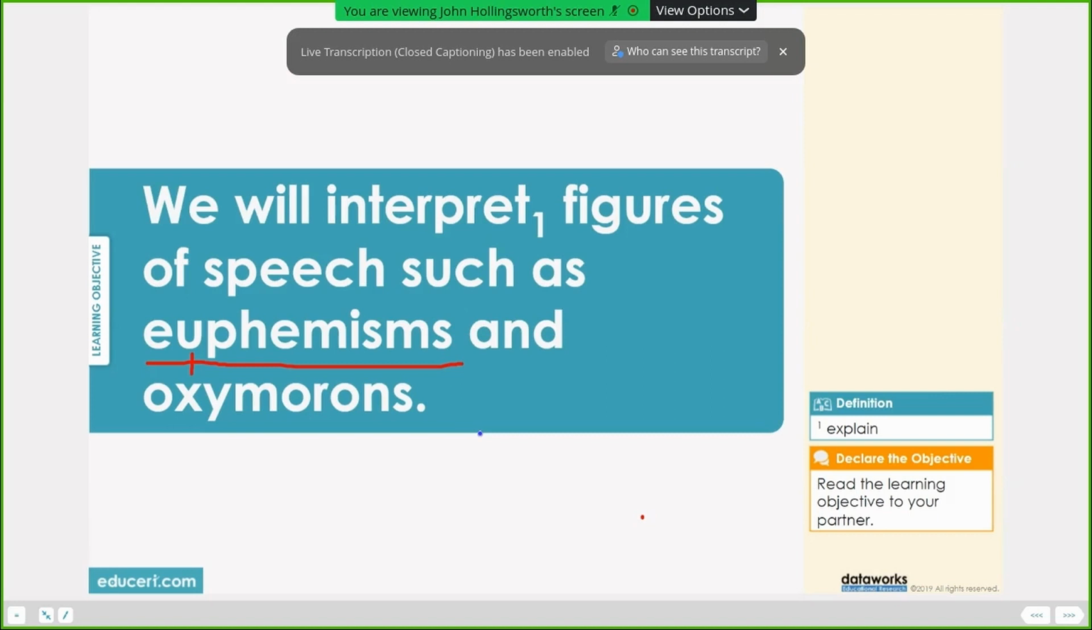You. Now the PH is an F like Philip or Philippines or pharmacy. So it's euphemisms, like an F. Euphemisms. Now let's say it a little bit faster. Euphemisms. Okay, turn to your partner and say euphemisms twice. Euphemisms. Euphemisms.